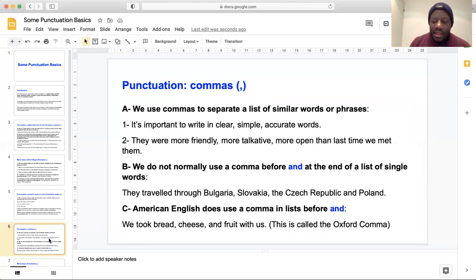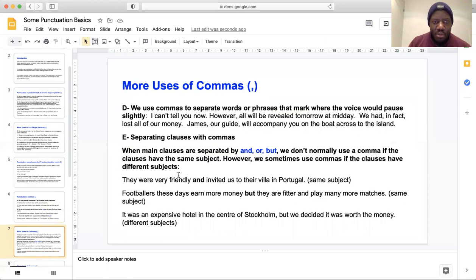Okay. That being said, more uses of commas. We also use commas to separate words or phrases that mark where the voice would pause slightly. I can tell you now, I can't tell you now. However, all will be revealed tomorrow at midnight. However, so you observe a brief pause. Why? Because there is this comma. This comma actually tells you to observe a brief pause.